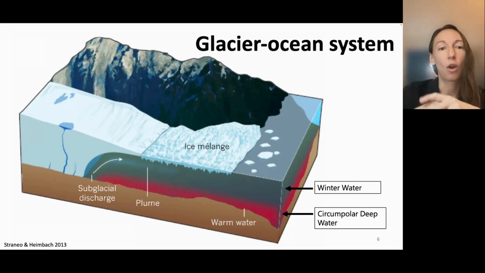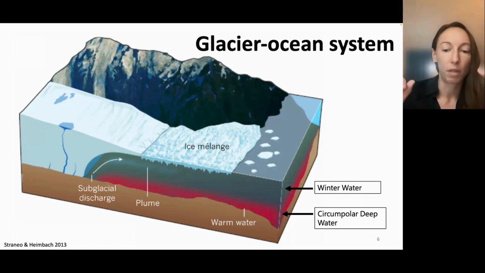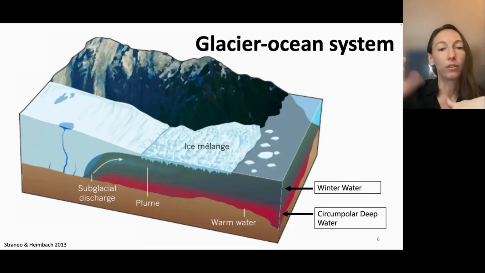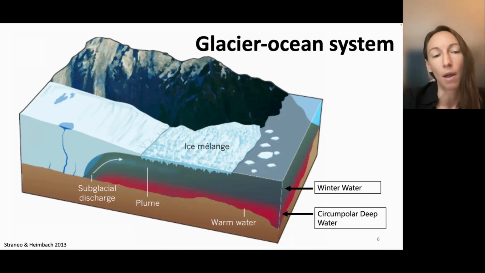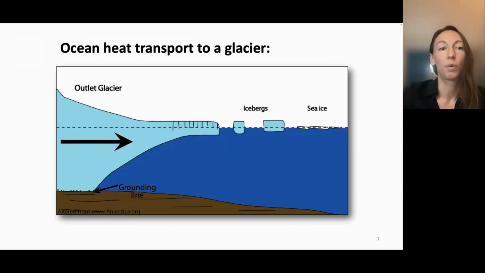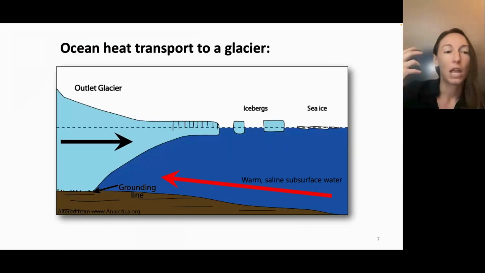Around Antarctica, the ocean water masses that are here are winter water at the surface, which is cold and fresh, and then circumpolar deep water, which usually resides below 300 meters and is salty and warm. The circumpolar deep water is what you usually worry about bringing heat towards a lot of these glaciers in West Antarctica. In Greenland, there's an analog to these, which is polar water at the surface and Atlantic water at depth.